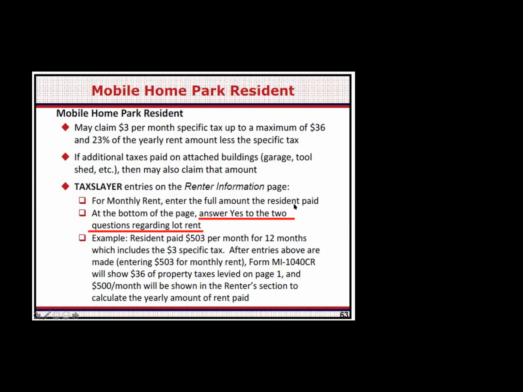Importantly for mobile home people, oftentimes they have a structure around their mobile home. It can be a shed, it can be an overhang for their car or their picnic table, where it's on a slab and it has its own property taxes that they pay. And all you'll do there is go into the homeowner section and enter whatever the property taxes were for those adjacent structures.